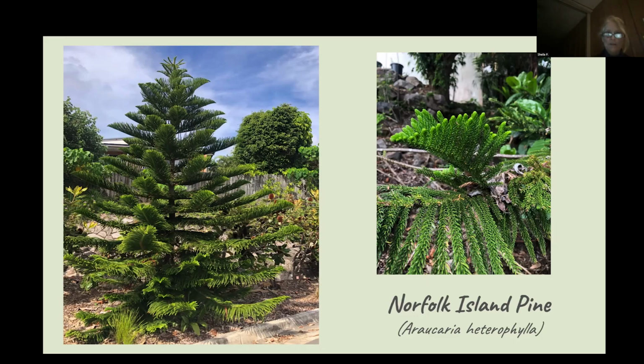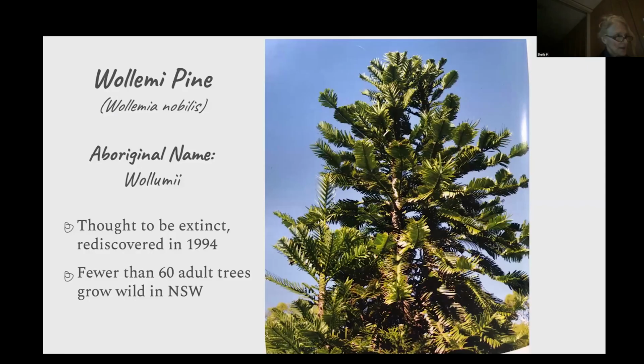This one is another member of the Araucaria family, and the story behind this one is pretty special. This is called the Wollemi pine, and you may have heard of it because in 1994, it was rediscovered in New South Wales, just in the Blue Mountains to the northwest of Sydney. It was thought to be extinct. It was found by a couple of forest rangers that were out doing surveys, and it was eventually identified as part of the Araucaria family.